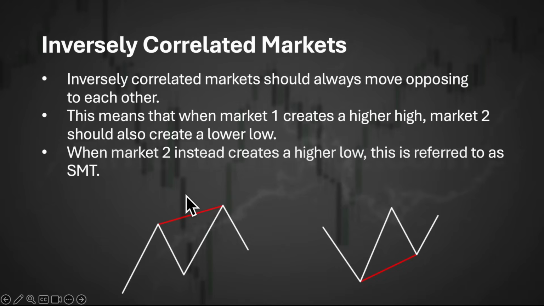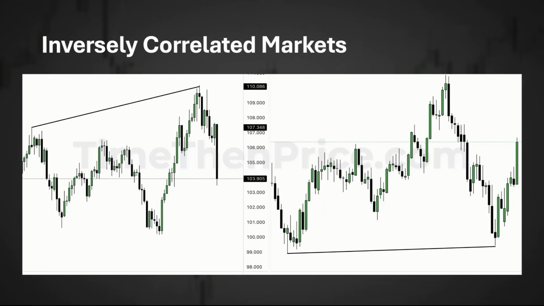An example of this can be seen below, where I can see that market 1 creates a higher high relative to the first swing high, whilst market 2 creates a higher low relative to that first swing low, and it signals to you that SMT is present. An example of this can be seen below, where on the left you can see that market 1 was signaling strength by creating a higher high, whilst market 2 was also signaling strength by creating a higher high, whilst these markets should move opposing to each other. And that correlation is crucial because it signals that heavy price action is likely on the way.